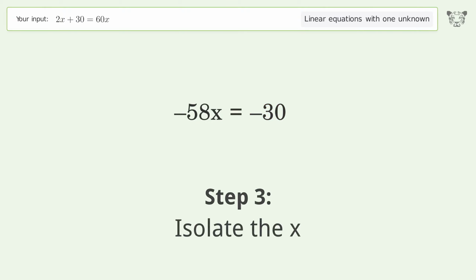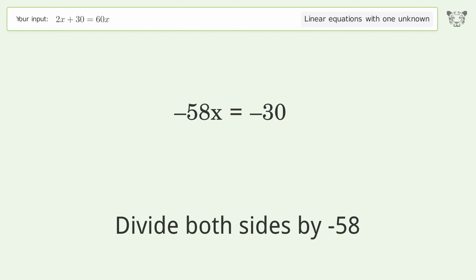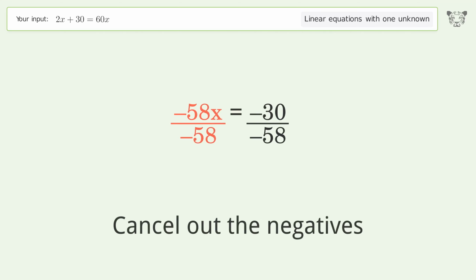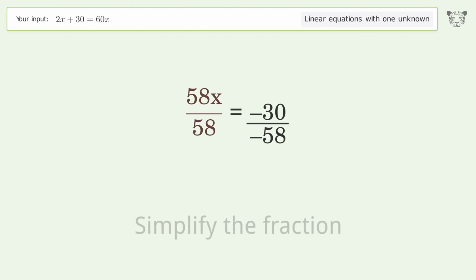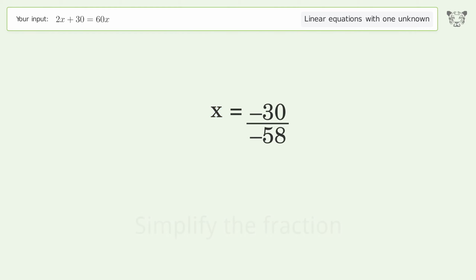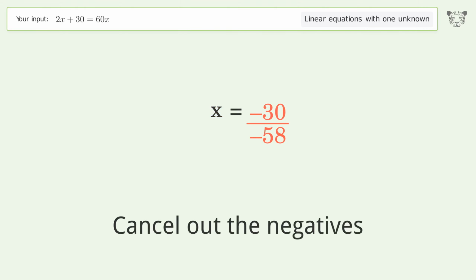Isolate the x. Divide both sides by -58. Cancel out the negatives. Simplify the fraction. Cancel out the negatives.